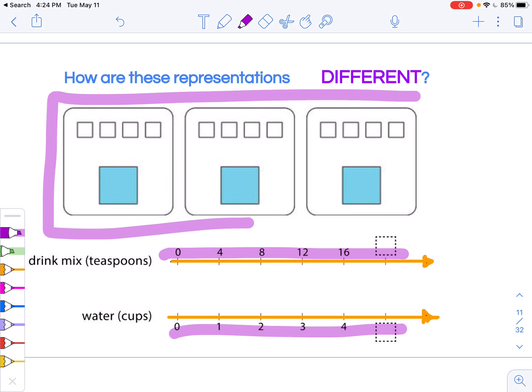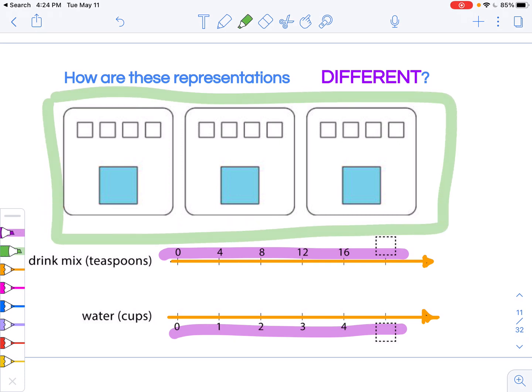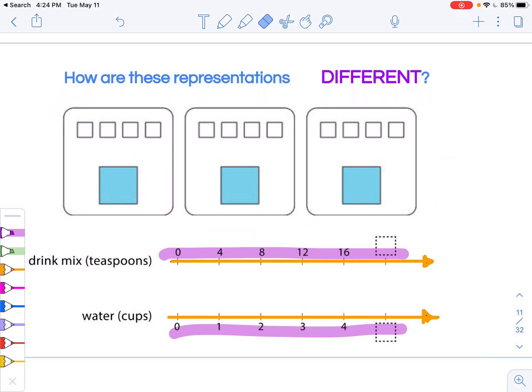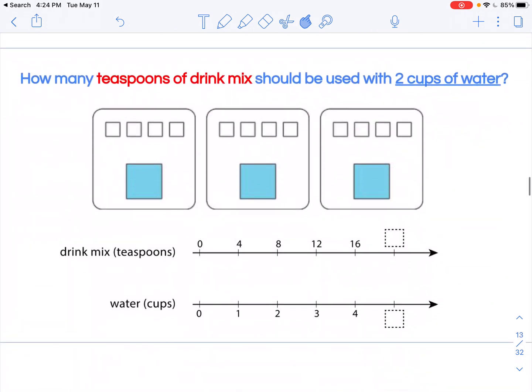Instead, I was going to grab a different color there. In the diagram, all right, there's no numbers, there's no lines. There's shapes and a repeating pattern. You might have noticed something else that's different. All right, let's explore a little more with double number lines.